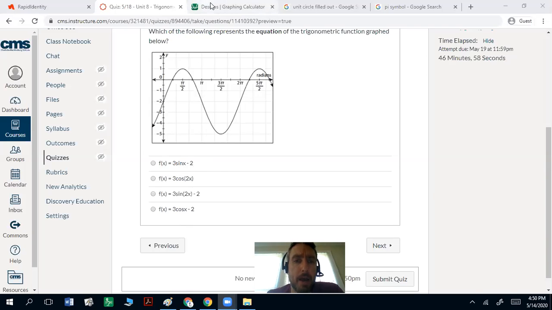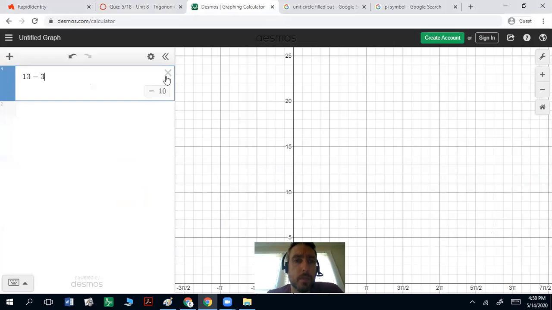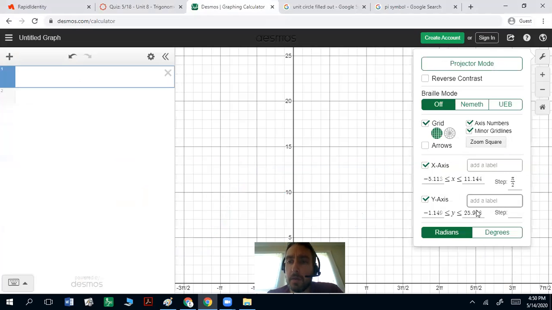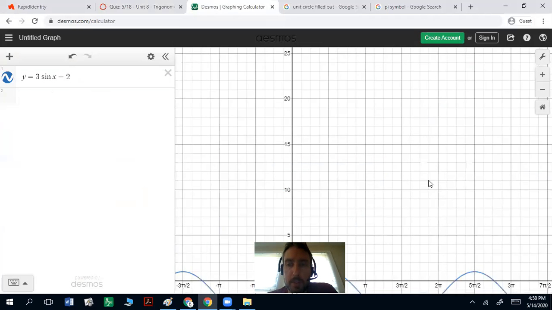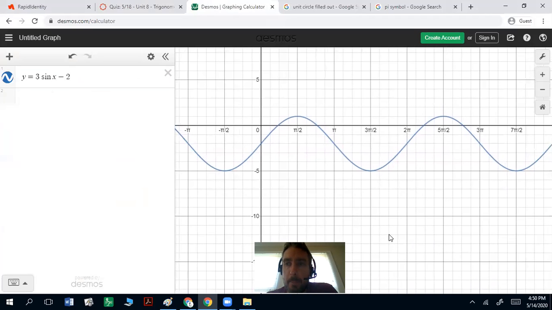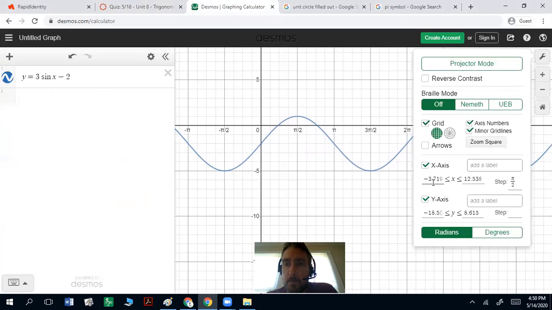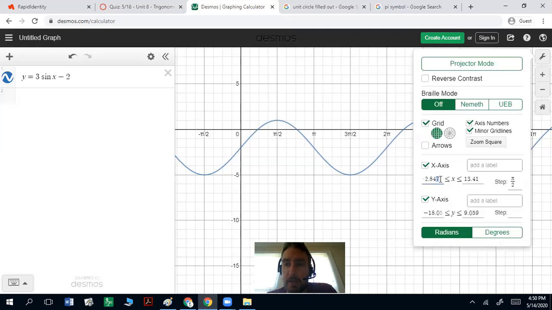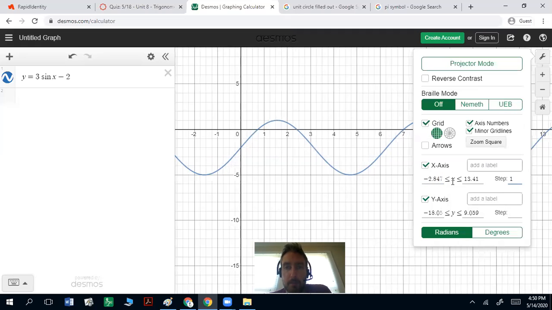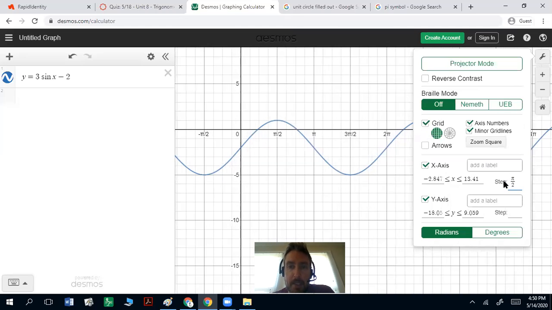We can back that up on a graph as well. Make sure that your mode is set to radian. We did y equals 3 sine x - 2. Let's take a look at that graph. You can have your calculator steps set. I think the default step is 1, but you can set the step to maybe pi divided by 2, like you see in the graph here.